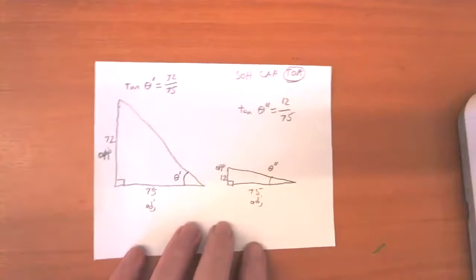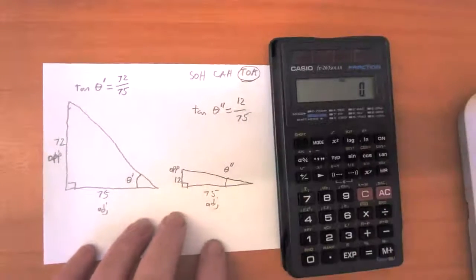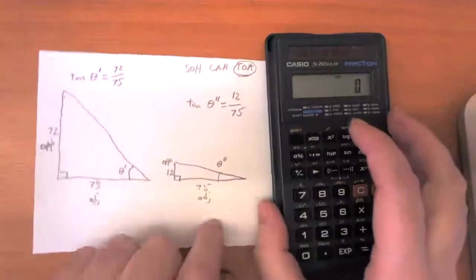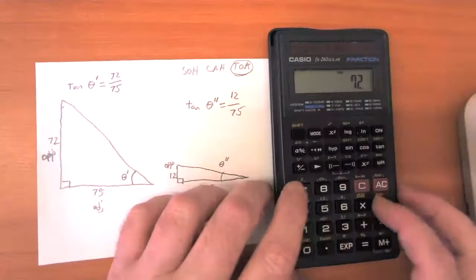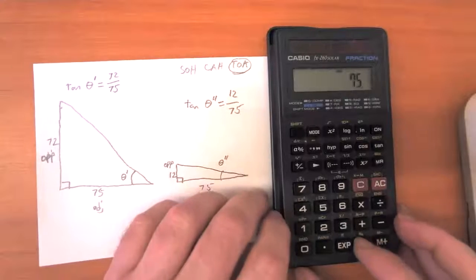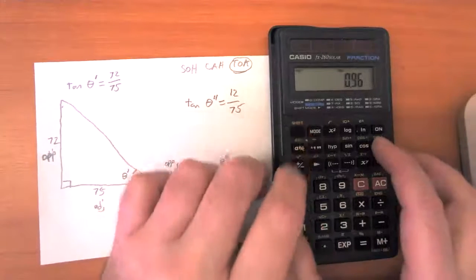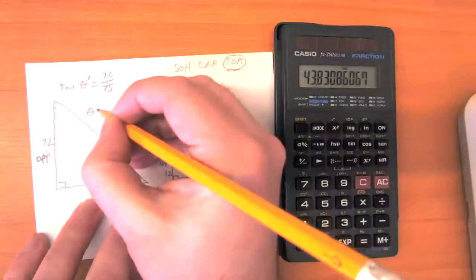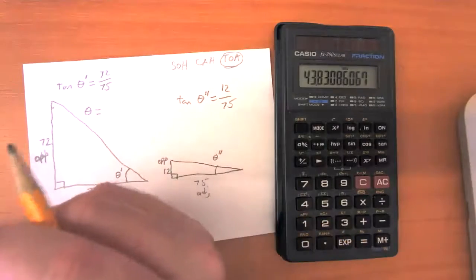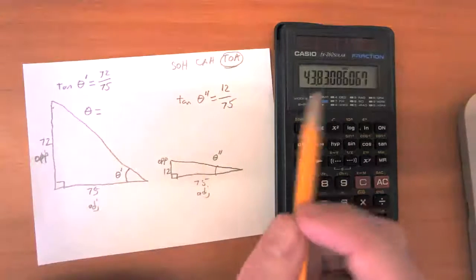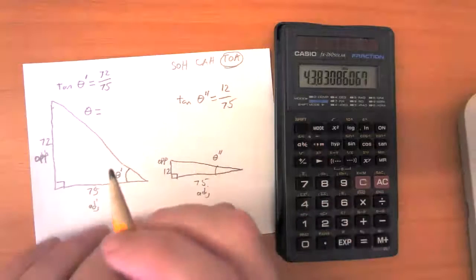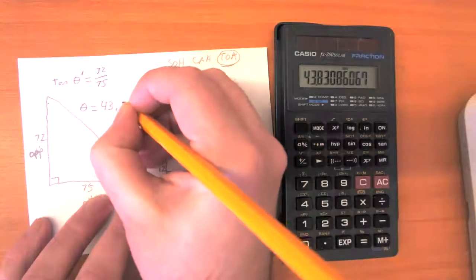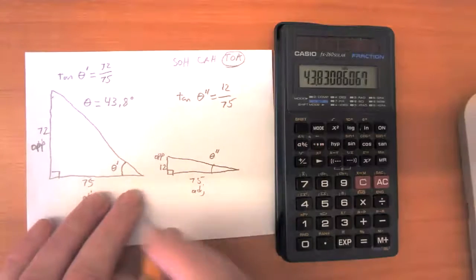Let's grab our scientific calculator and calculate the angles that form these right triangle ratios. So 72 divided by 75, and the inverse tangent of that. We're supposed to be measuring the angle to the nearest tenth of a degree. So let's measure these to the nearest tenth of a degree. So that's 43.8 degrees. We're rounding down.